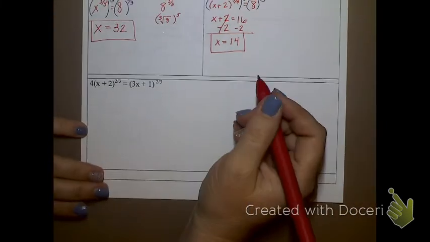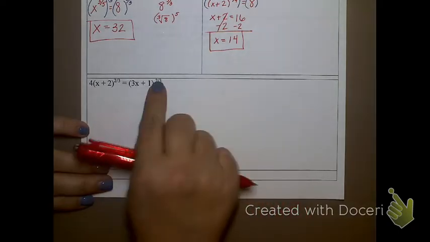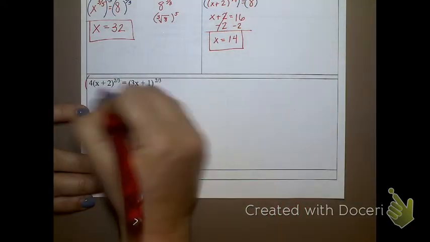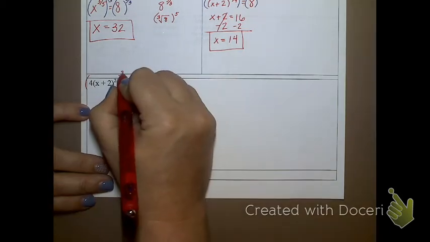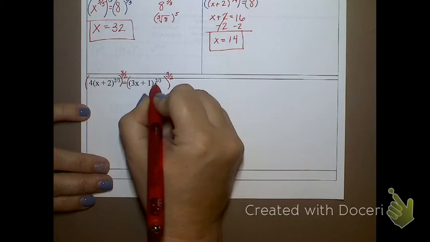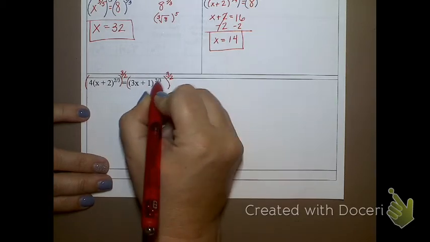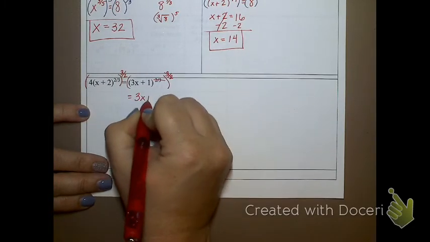So I need to make sure that at least one of my exponent terms is by itself, which this one is. So I can go ahead and raise both sides to the what power? 3/2. So what's 2/3 times 3/2? 1. So that's going to give me 3x plus 1 over here.